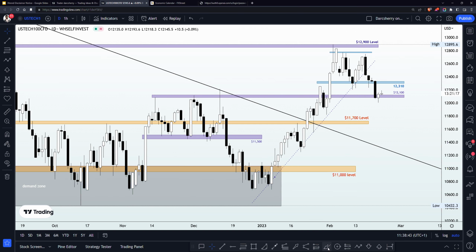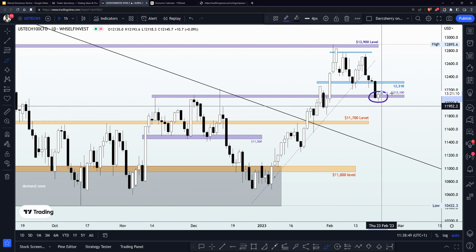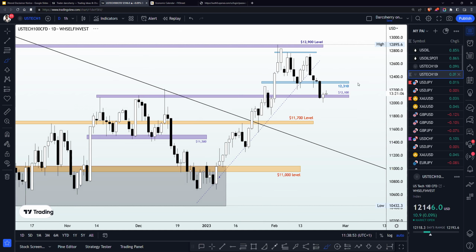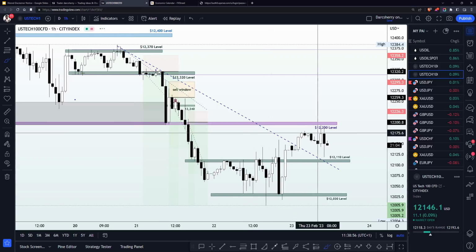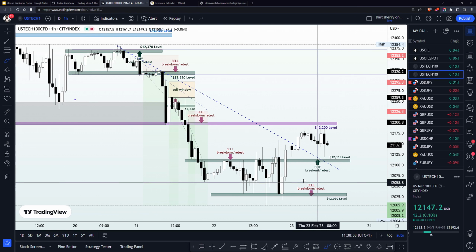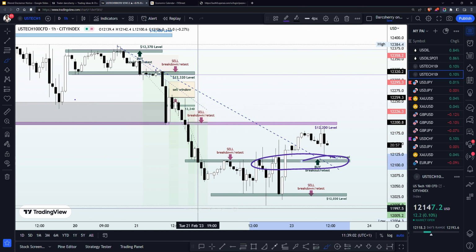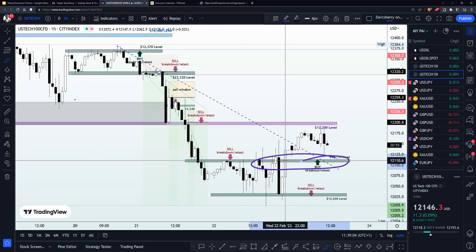So you join me right now as we scale down to the 1 hour time frame to see what is really going on around the 12,100. Now, scaling down to the 1 hour time frame, we are going to be looking at what is happening around that area. And so we have the 12,100 here, which was broken to the upside during the later part of the New York session yesterday.